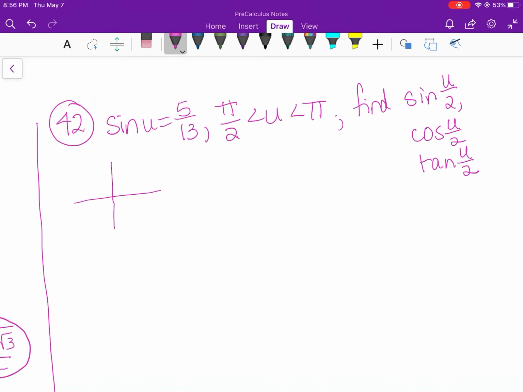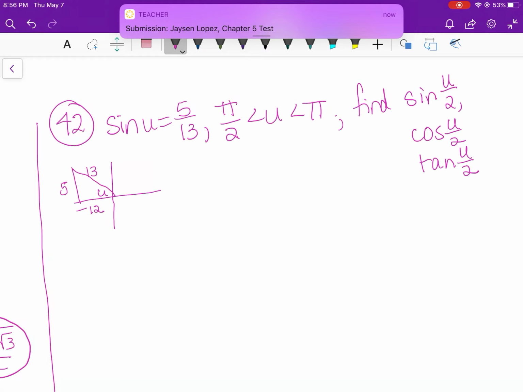Angle u is between pi/2 and pi. So its sine is 5/13. That makes this a -12. Pythagorean theorem.